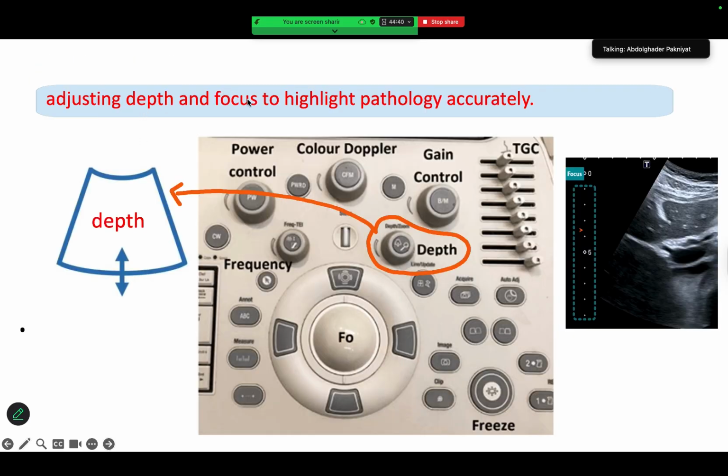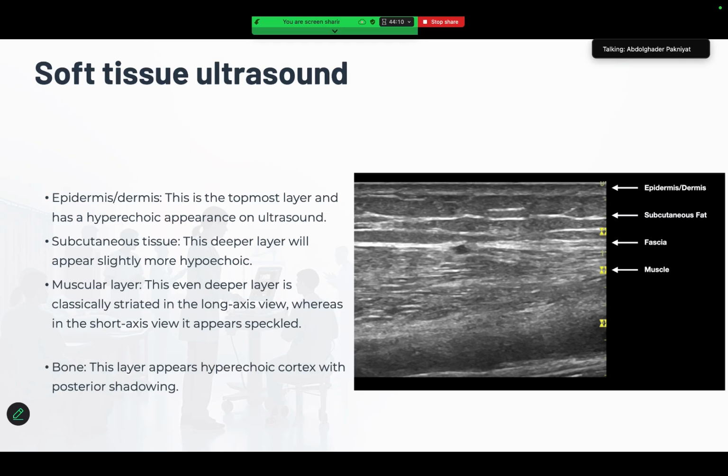Adjusting depth and the focus is very important. So if you wanted to scan, for example, 2-3 centimeters, you need to adjust the depth to a maximum of 3-4 centimeters, just to focus on the area of your interest, to have more details from that part that you want to scan. And actually, the focus should be fixed under the area of your interest to do better measurement and better visualization.